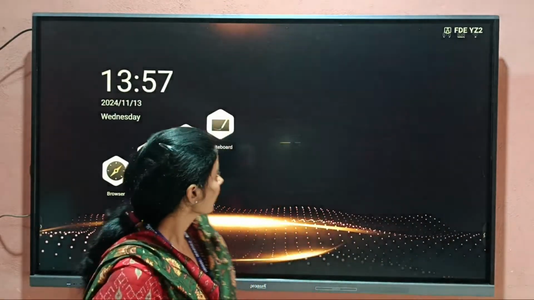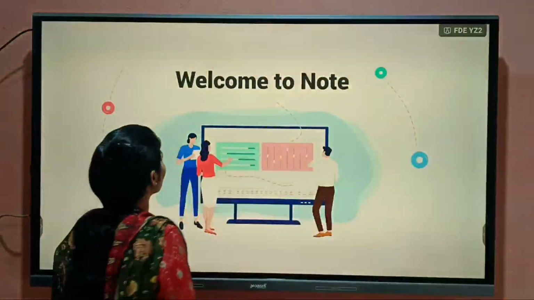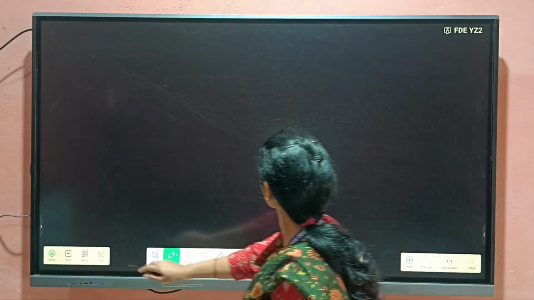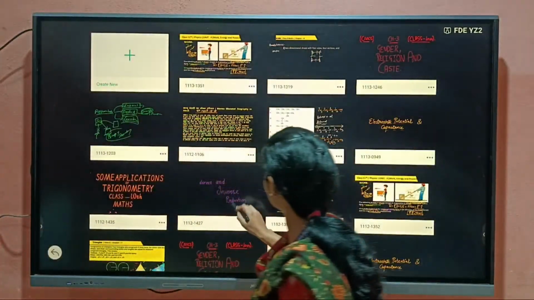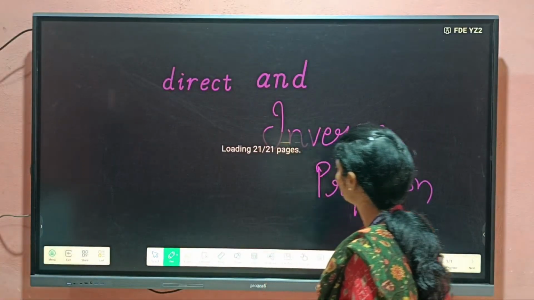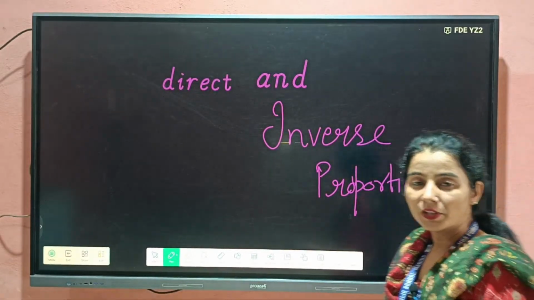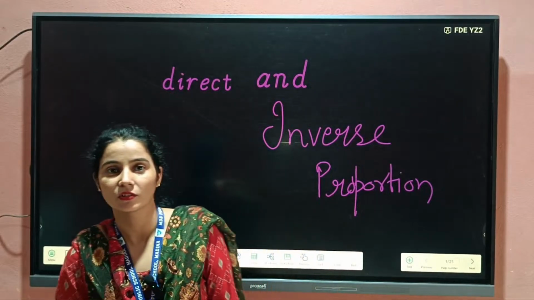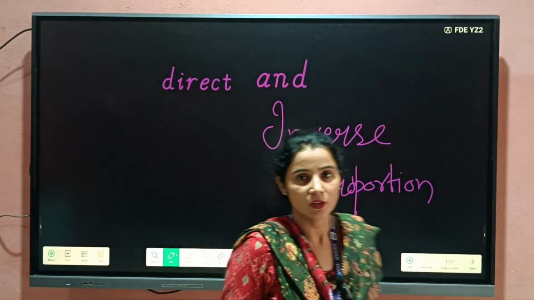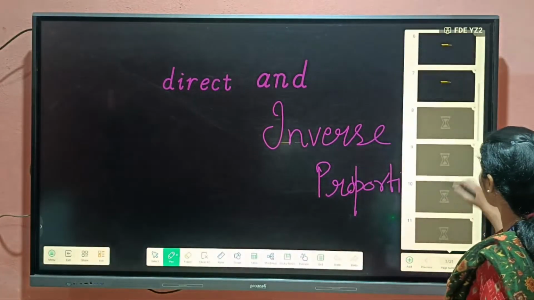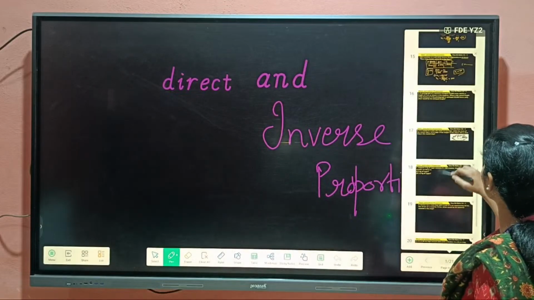This is our third lecture of chapter 11. Chapter 11 is direct and inverse proportion. So, in last video, we have discussed 4 questions of 11.1 and examples. Today we are going to discuss from question number 5 to 10 of exercise 11.1.